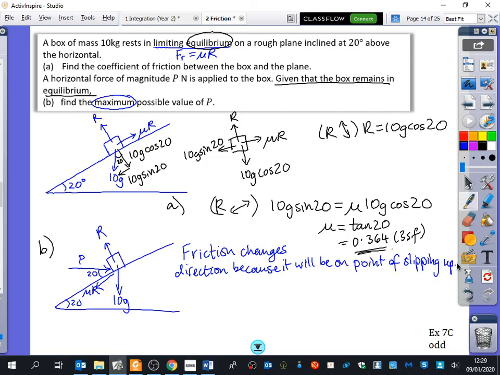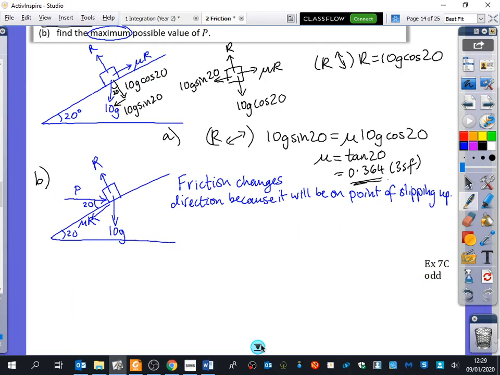I guarantee you will all do a question like this, and you will just be like, oh, great, I'll just add it in. You have to pause and think about what's happening here, because the direction of the friction changes according to what's going on. So there it is. That friction has changed direction from here. That's a terrible highlighter colour to use. It's changed direction from here to here.